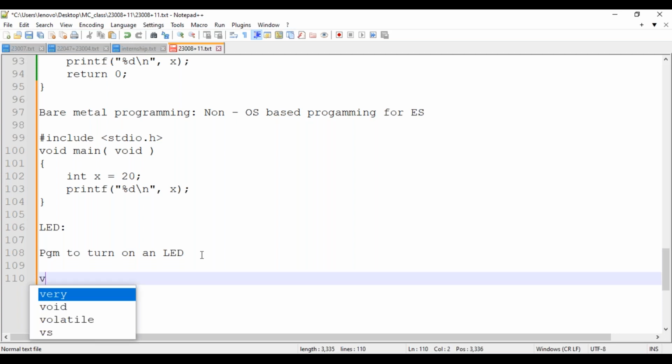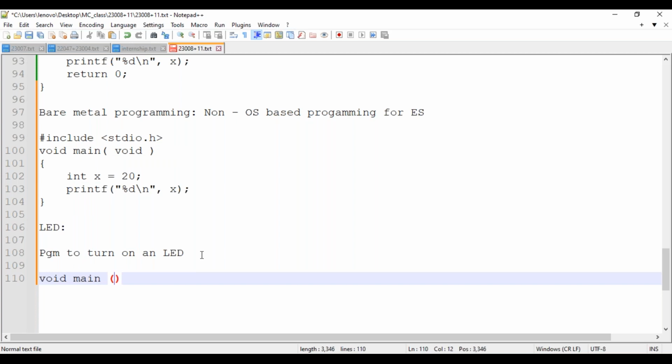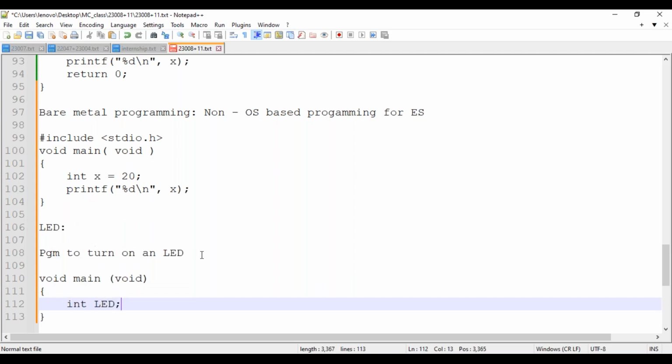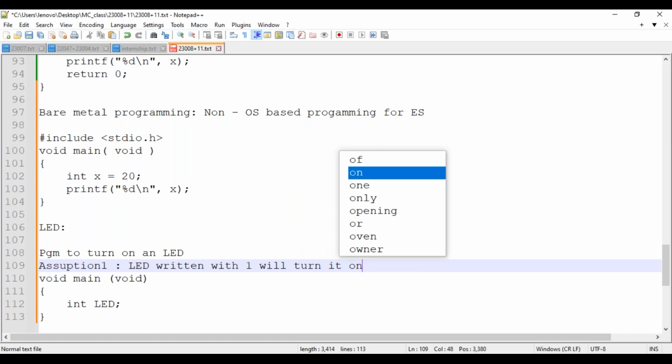Now I will write a program here. The return type is void, the function's name is main, and the input the function takes is void. Inside this I take an integer variable called LED. Now remember, I will make an assumption. Assumption number 1 is that LED assigned the value 1 will turn it on.